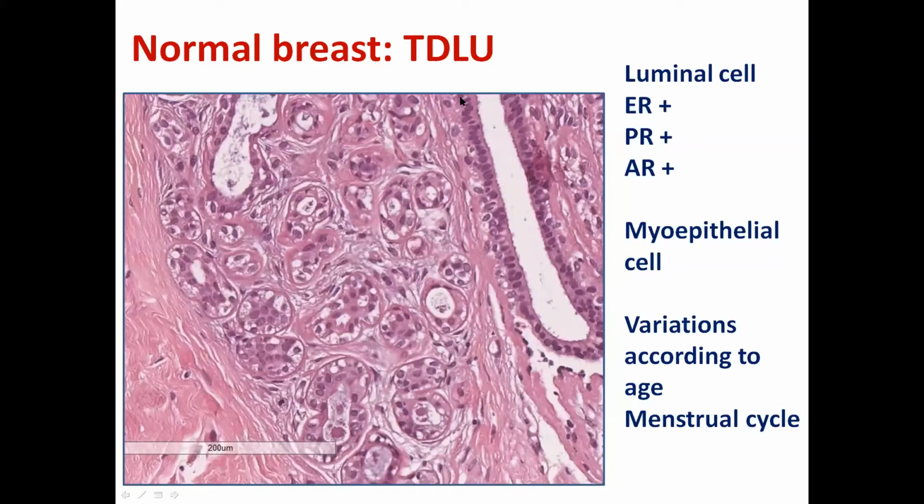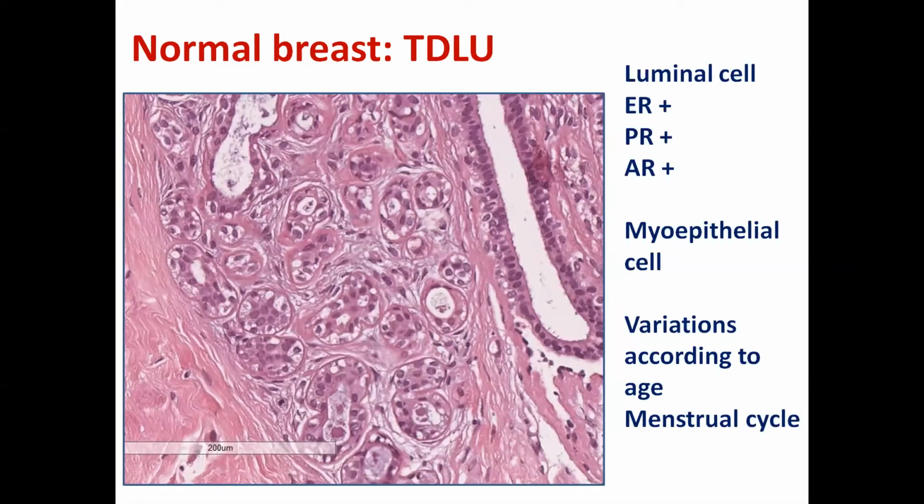On histology, the histology of the TDLUs is this one. We have the small ducts, and then the lobular units. You see they are lined by two layers of epithelium: the inner epithelial layer, and then the myoepithelial layer. You see these clear cells. Here again, you have epithelial and myoepithelial cells. It is very important that the luminal cells, meaning the epithelial cells, express estrogen receptor, progesterone receptor, and androgen receptor. Androgen receptor is very important.